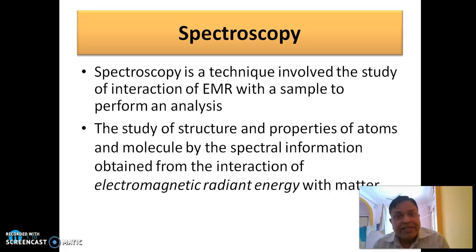Spectroscopy is a technique that involves the study of interaction of electromagnetic radiation with a sample to perform analysis, or interaction of electromagnetic radiation with matter.